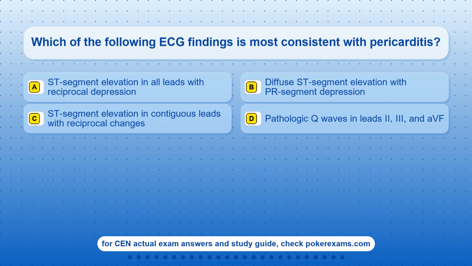Question 2. Which of the following ECG findings is most consistent with pericarditis? Option A, ST-segment elevation in all leads with reciprocal depression. Option B, diffuse ST-segment elevation with PR-segment depression. Option C, ST-segment elevation in contiguous leads with reciprocal changes. Option D, pathologic Q waves in leads 2, 3, and aVF.